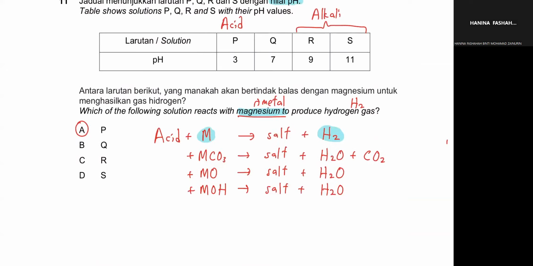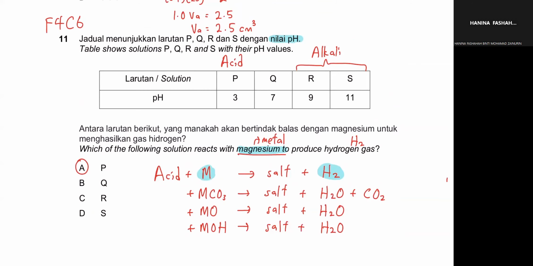Question 11, okay. 11 is pH. I given 4 pH values. So P of course the acid lah. Of course they say acid. Lower pH, lower than 7, is acid lah. pH higher than 7 is alkaline. pH equals to 7 is neutral. So which of the following reacts with magnesium to produce hydrogen gas?